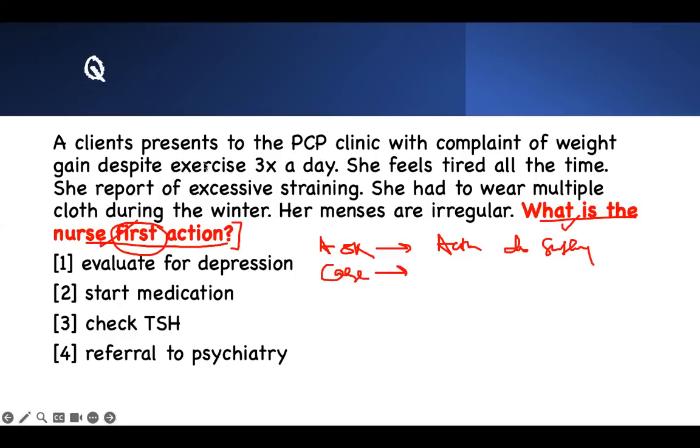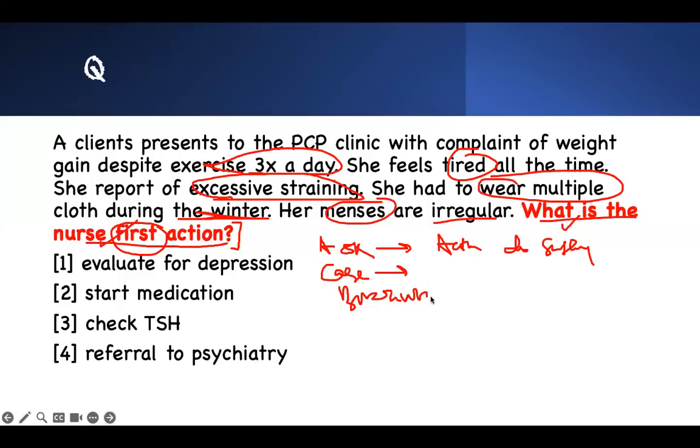What is the situation? A client presents to the PCP clinic with a complaint of weight gain despite exercising three times a day. She feels tired all the time. She reports excessive straining. You see what I'm doing? Circling keywords, buzzwords. She has to wear multiple clothes during the winter. Keyword. And menses are irregular. I've read the case and I know what it is, and I have underlined all the buzzwords in the case.